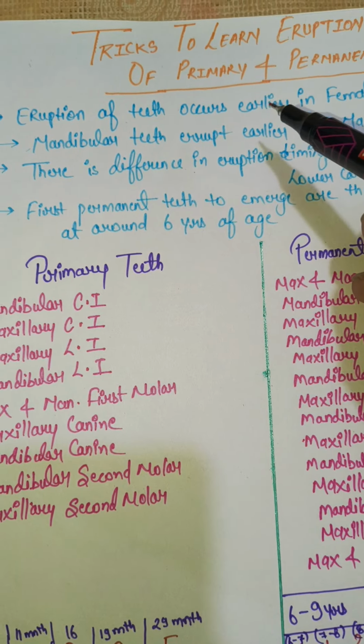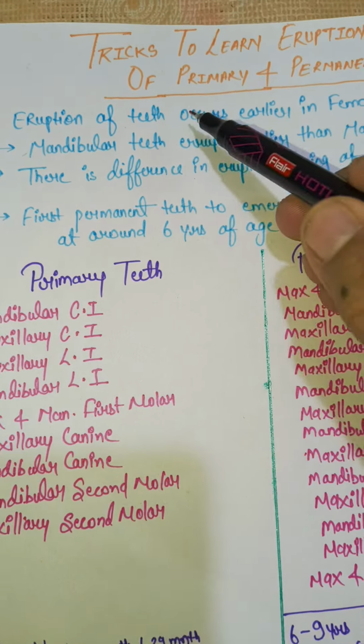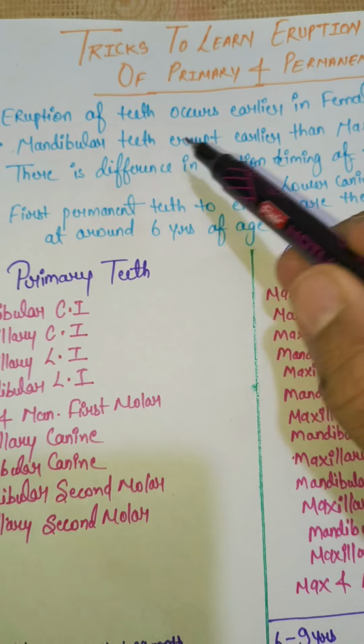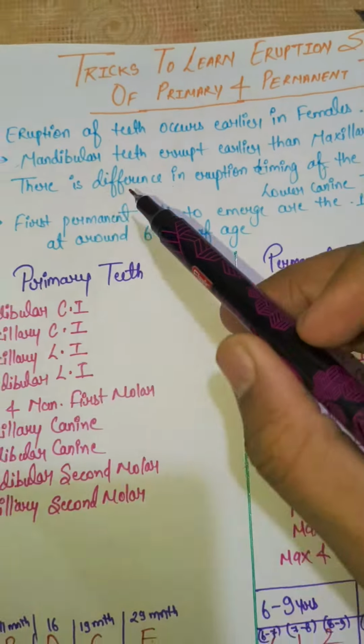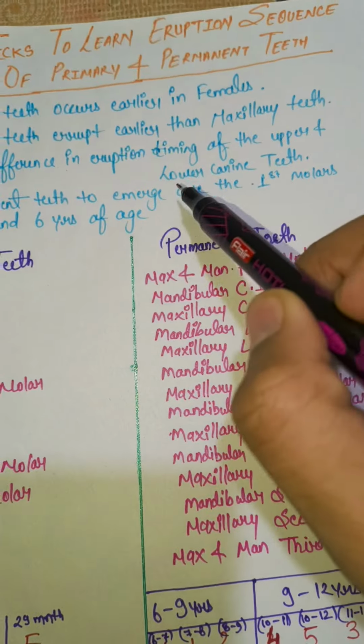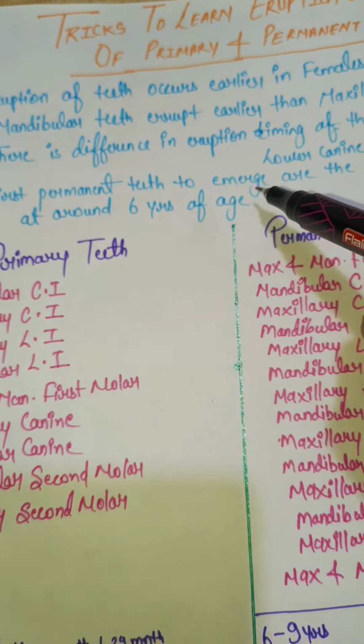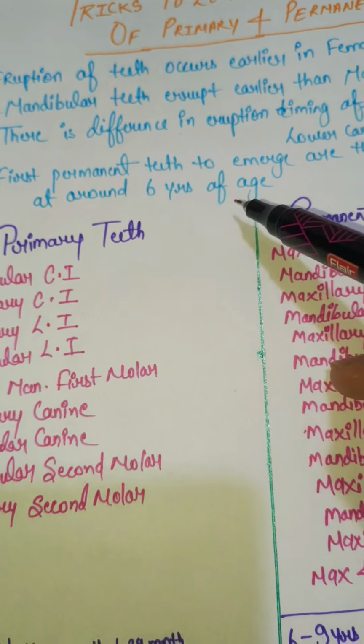Before getting on to the eruption sequence, let me tell you some points. Eruption of the teeth occurs earlier in females, and mandibular teeth erupt earlier than the maxillary teeth. There is a difference in eruption timing of upper and lower canine teeth. The first permanent teeth to emerge are the first molars, at around 6 years of age.